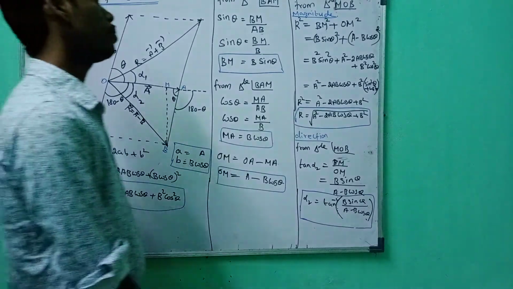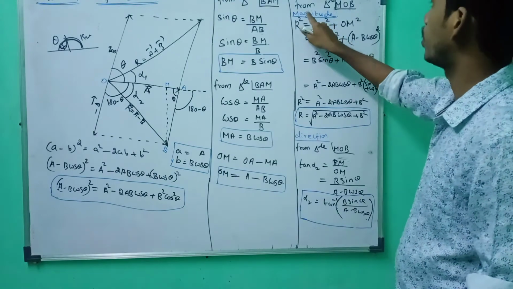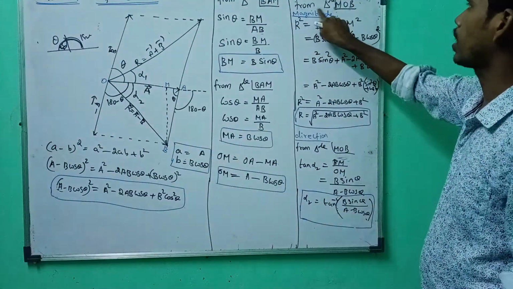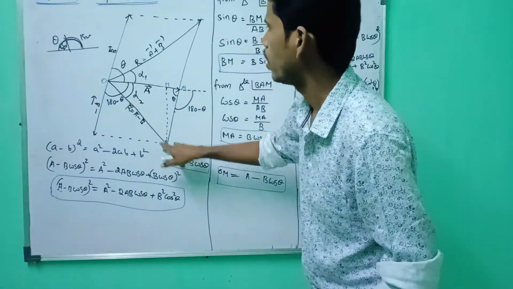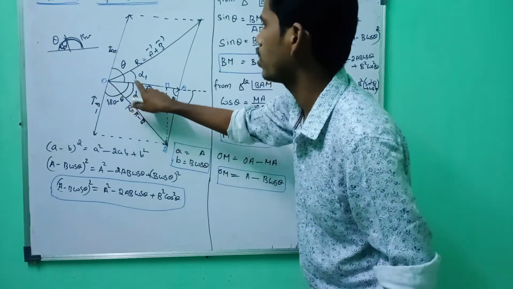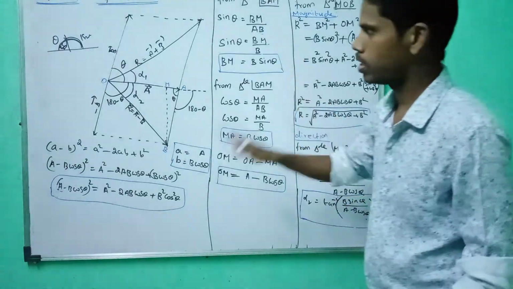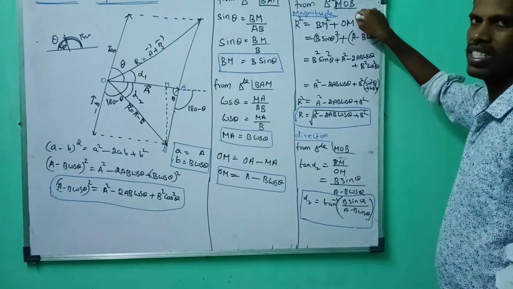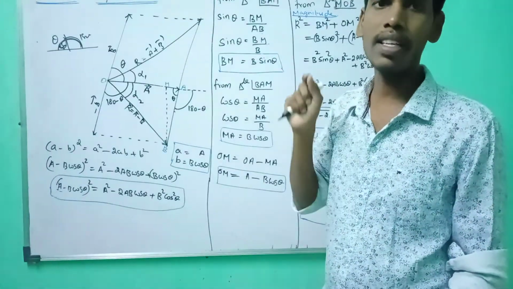Now it is very, very important. Now only I am going to do the important things. That is the magnitude of the resultant vector. So I am taking the triangle MOB. The O making the angle is alpha 2. From MOB, it is a right angle triangle, so we have to substitute the Pythagoras theorem here.